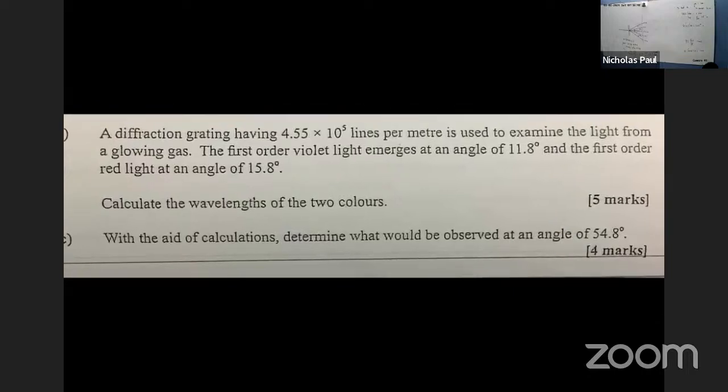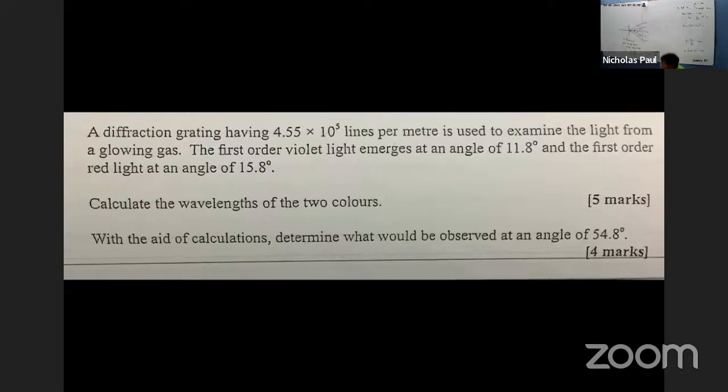All right, so let's do this one together. Take a little read. So here we have a diffraction grating, right? And the diffraction grating is 4.55 by 10 to the 5 lines per meter. So this one was nice. They gave it to you in meters. And it's used to examine the light from a glowing gas.